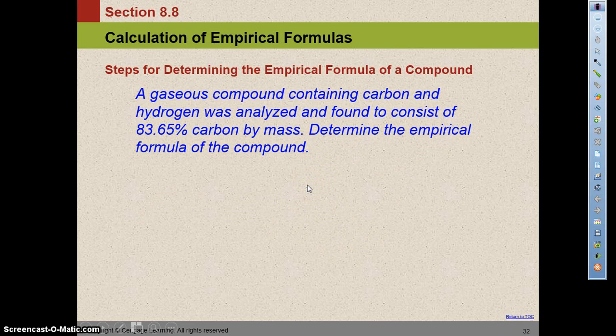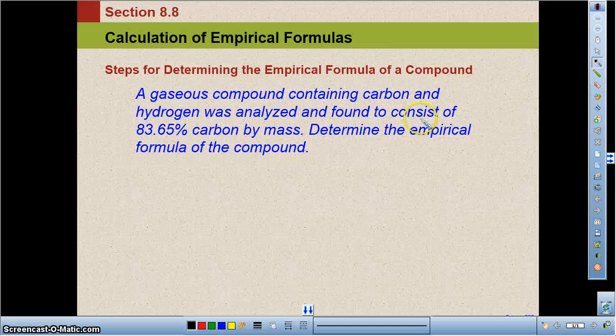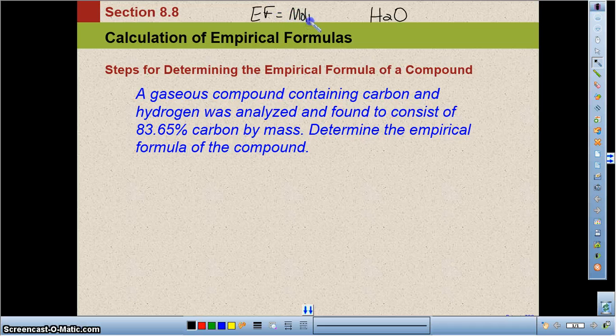Sometimes also, I want to make a point here to point this out. Let's talk about water, for example. So H2O, that is the simplest whole number ratio between those two elements, 2 hydrogen to 1 oxygen. So its empirical formula is the same as its molecular formula. So H2O empirical and H2O molecular are the same thing.